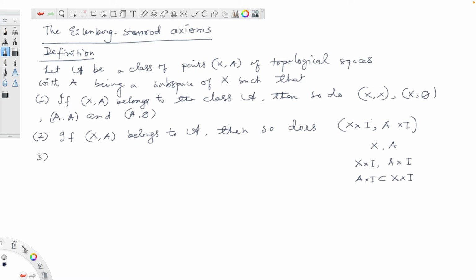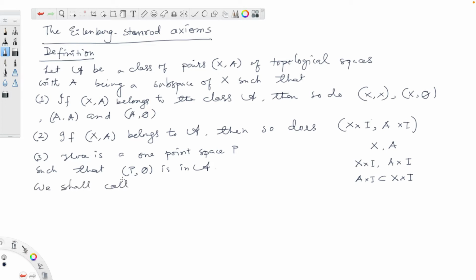Okay. Thirdly, there is a one-point space P such that (P, empty space) is in the class A. We shall call A an admissible class of spaces, or pairs of spaces, if you like, for a homology theory.